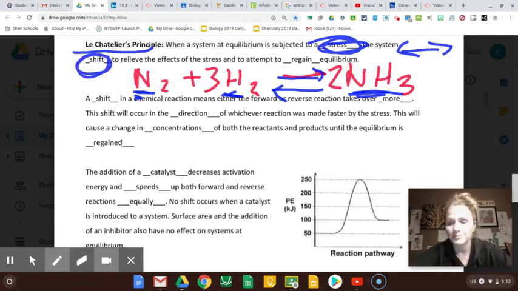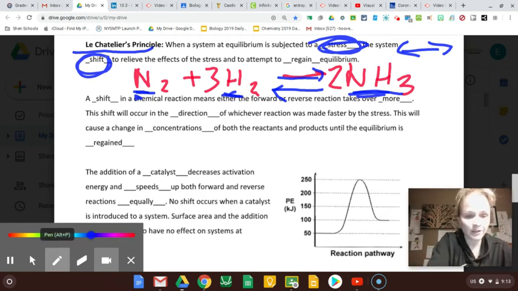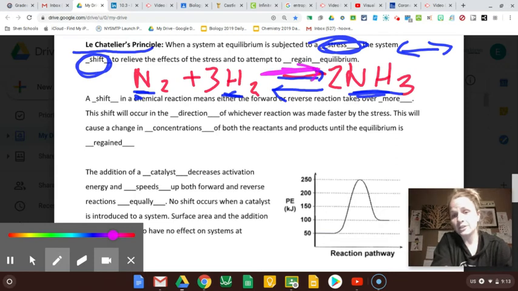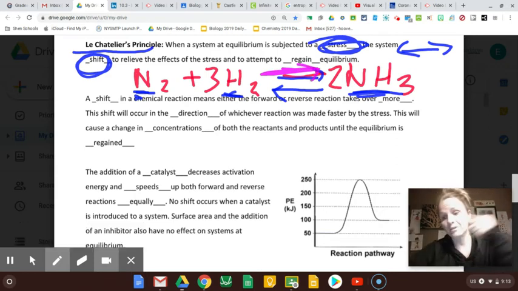Okay, well, what does it mean to shift? What it means by shift is that one of those reactions is going to dominate. Either they'll say, oh, the reaction shifted right. That means more of that reaction is happening. There's way more of the forward reaction happening than the reverse. So there's way more of the right reaction happening than the left. So that is a shift.